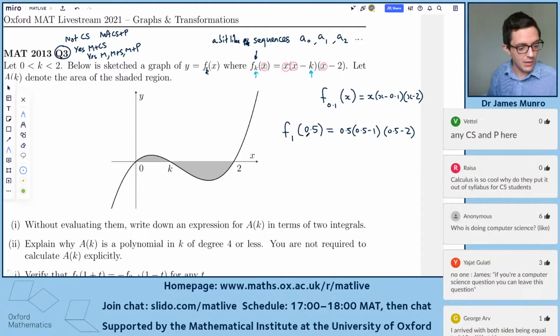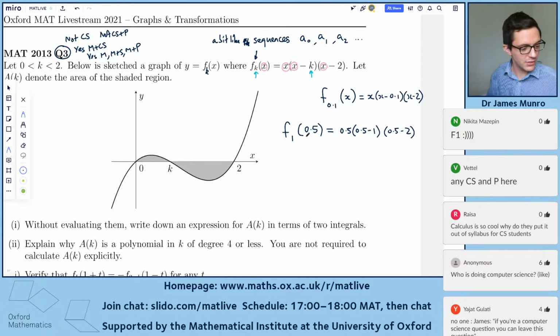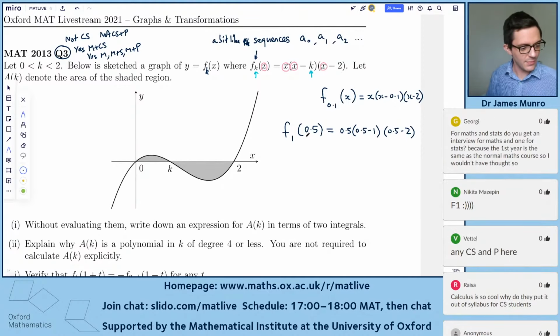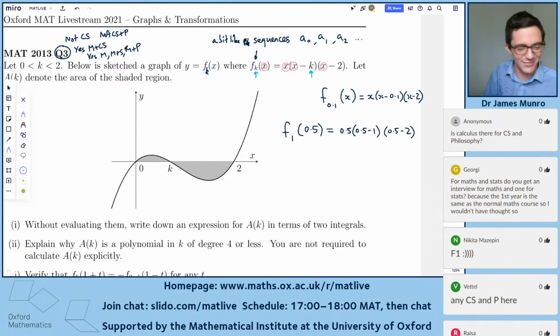Cool, and people are agreeing with each other that they're going to apply for computer science. So nice to have you here looking at question 3 as well. Cool. Good. Georgie's got a question about maths and stats interviews, which I'm going to do at the end of this bit. Cool. So CS and philosophy, no, don't do question 3 for CS and philosophy applicants. I think I hit all of them, but this P is P for philosophy.